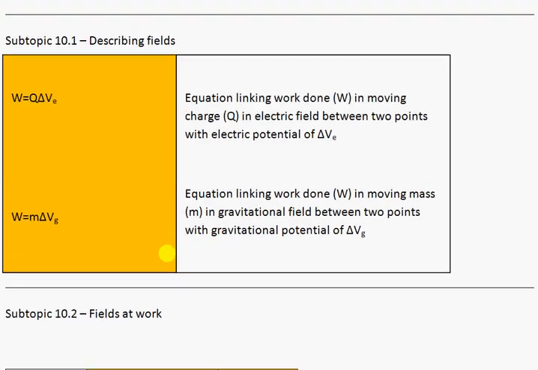Page 9, describing fields. Work done in moving charge in an electrical field. Charge q over potential difference delta V_E is given by this formula. If we move mass m in a gravitational field and potential difference is delta V, we have this formula.